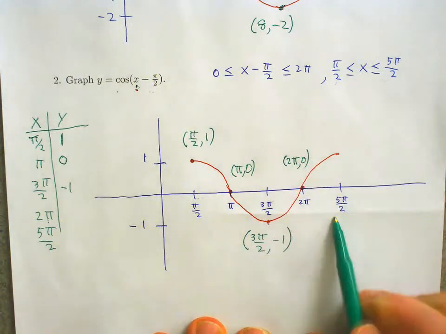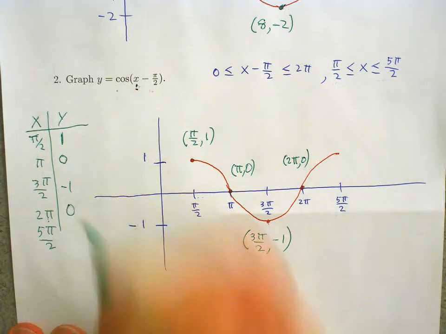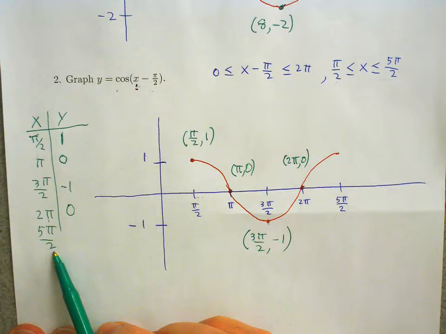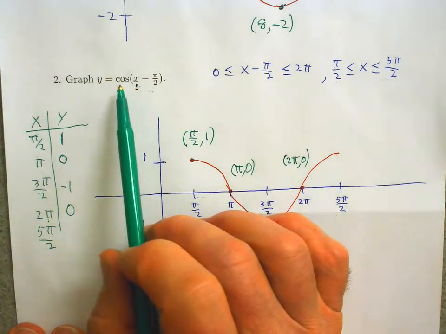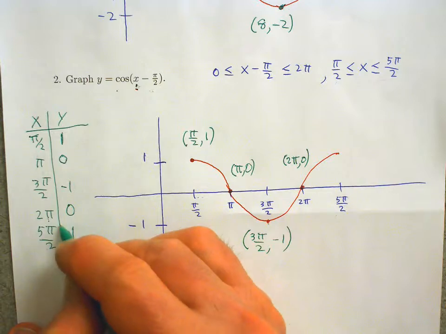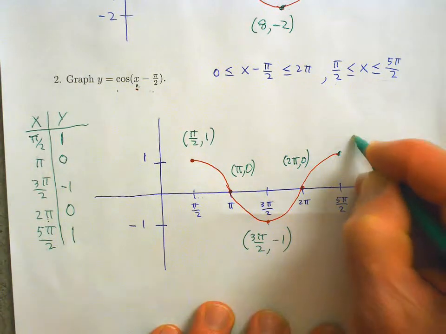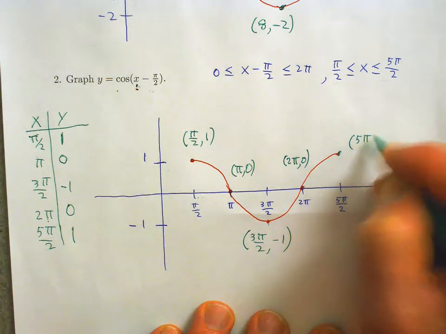And then lastly, when x is 5 pi over 2, 5 pi over 2 minus pi over 2 is 2 pi. Cosine of 2 pi is 1. So we get this ordered pair of 5 pi over 2, comma 1.